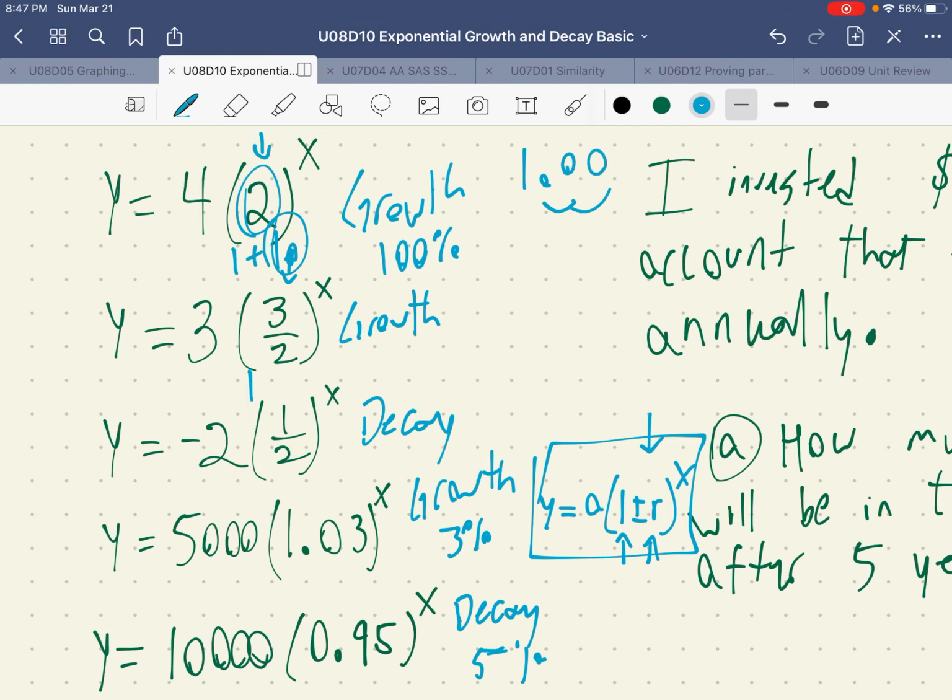3 halves can be rewritten as 1.5. So this is the increasing part of our function. If we took 0.5 and moved the decimal over 2 places, that would be 50%. The next one is actually just 0.5. So this is smaller than 1. If we were to rewrite it as 1 minus 0.5, it would be the same thing. These would be equivalent. And that is a decay of 50%. It went down by 50%.